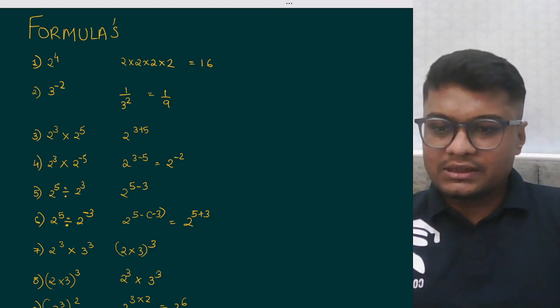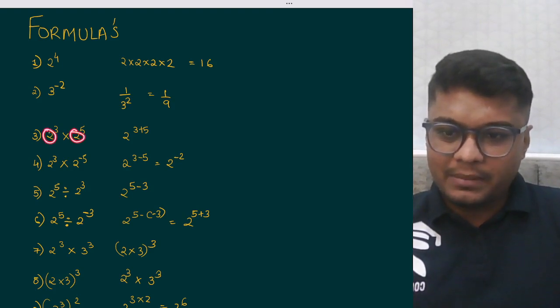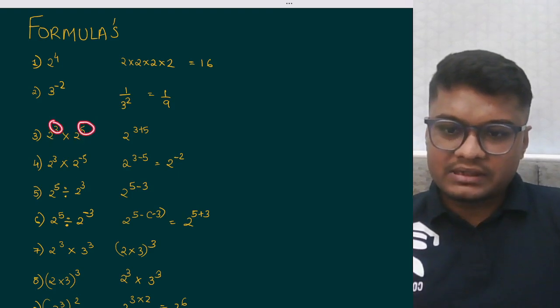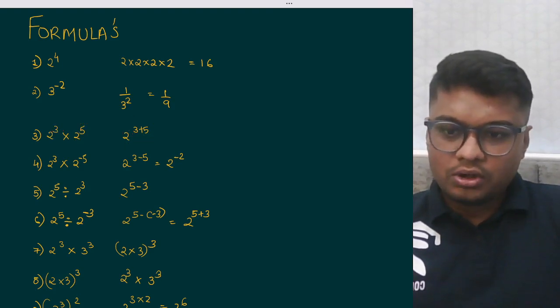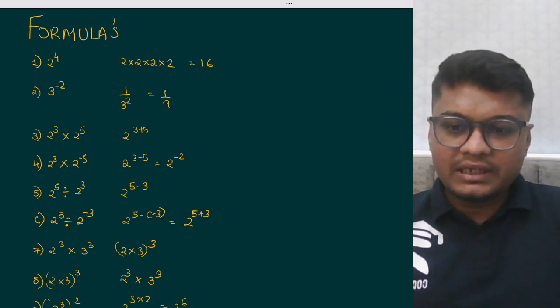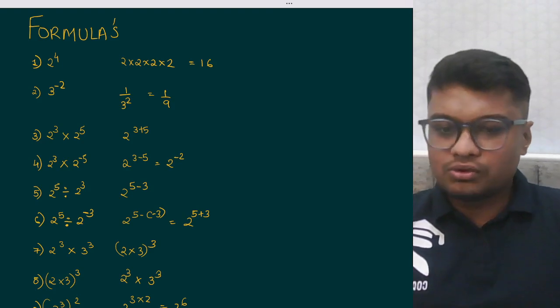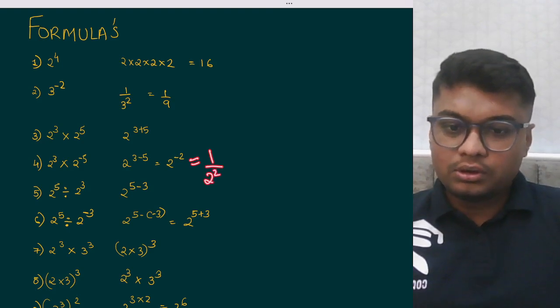Now the next is 2 raised to 3 and 2 raised to 5. If we have the same base, the powers get added, so it becomes 2 raised to 3 plus 5. In the same way, if we have 2 raised to 3 and 2 raised to minus 5, it will become 2 raised to 3 minus 5, and that is 2 raised to minus 2, which can also be written as 1 upon 2 raised to 2, which is 1 upon 4.